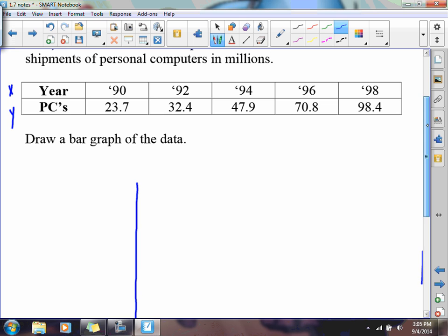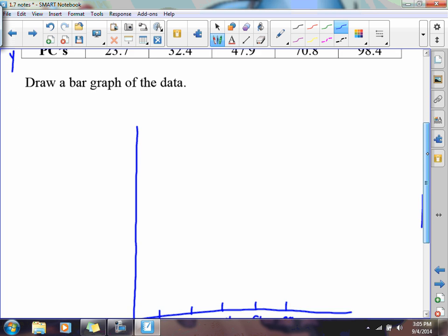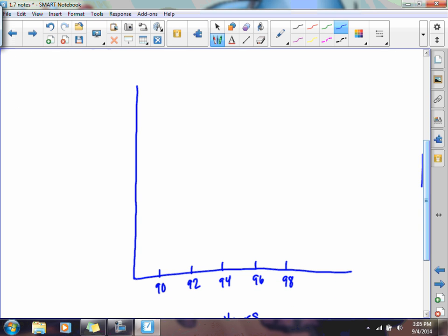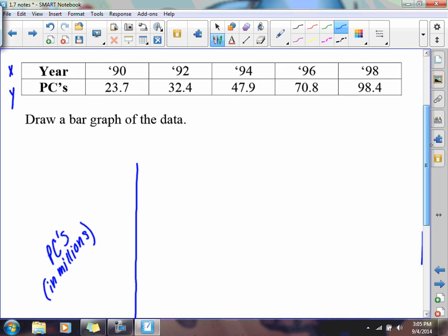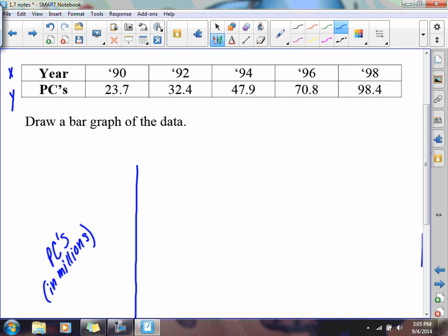Then my y-axis, my vertical axis, is going to be the PCs. And the number of PCs that were shipped was in millions. So we want to make sure that we put in millions, so that way anybody looking at this chart knows what our numbers on our axis are representing. How many of what?